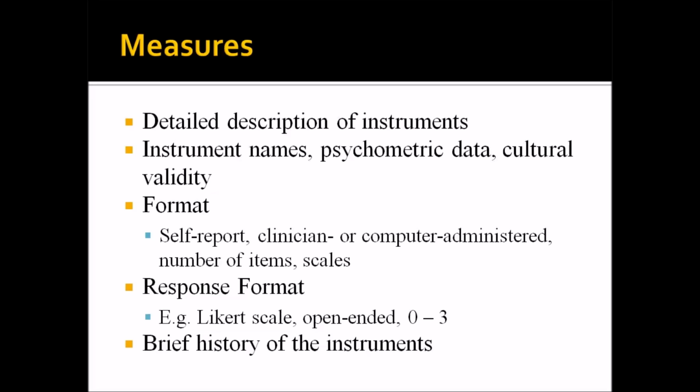And you also want to include a brief history of each of the instruments. Who developed the instrument? How is the instrument used? What have other studies indicated about the instrument? And typically this isn't extended, it's just a brief history, but it's important to include this so the reader understands where the instruments came from and how they were developed.